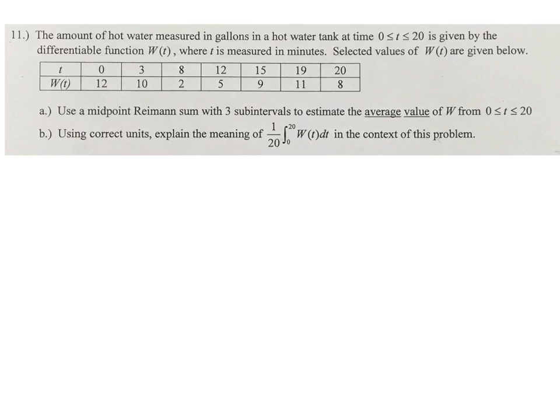Problem number 11 says, the amount of hot water measured in gallons in a hot water tank at time 0 less than or equal to t less than or equal to 20 is given by the differentiable function W of t, where t is measured in minutes, and then selected values of W(t) are given below. Part A asks us to use a midpoint Riemann sum with 3 subintervals to estimate the average value of W from 0 to t.